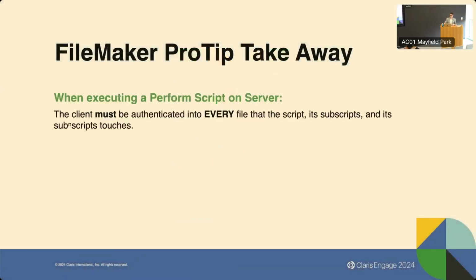And so the FileMaker pro tip takeaway, if you wanted some practical takeaway from this, is when executing a perform script on server, the client must be authenticated into every file that the script, its subscripts, and its sub-subscripts touches. So for an example, say file A runs script A. Script A calls a subscript, script B, in file B.